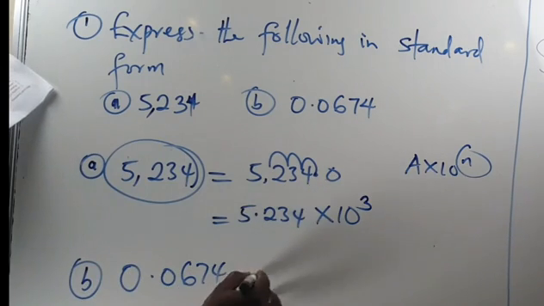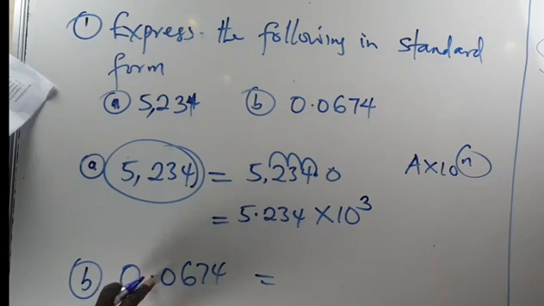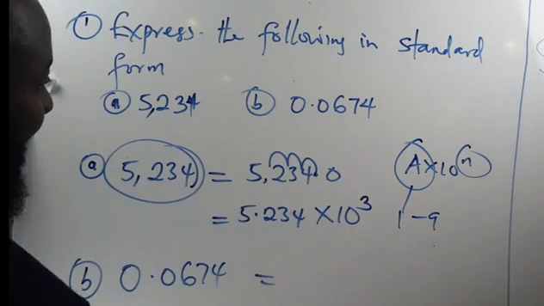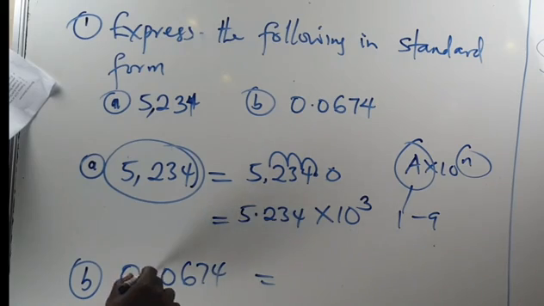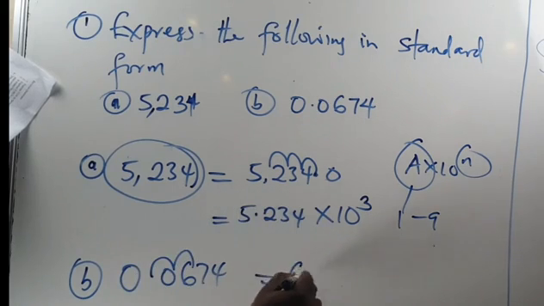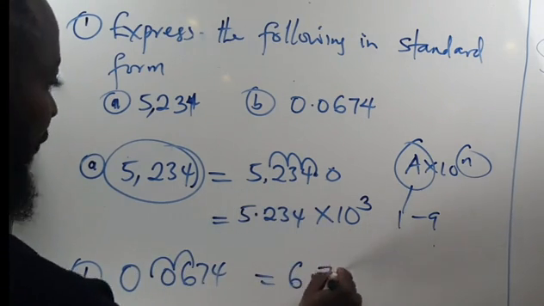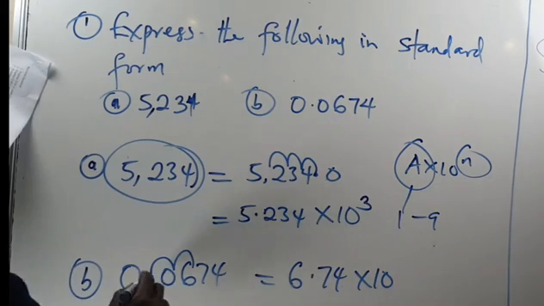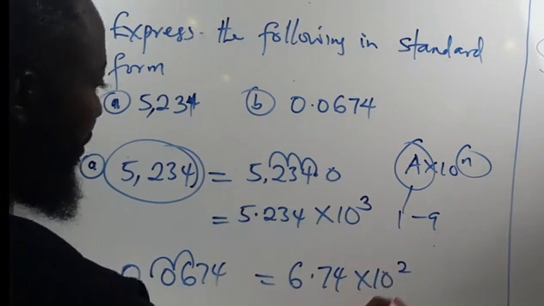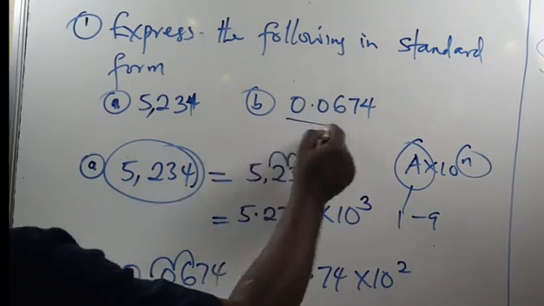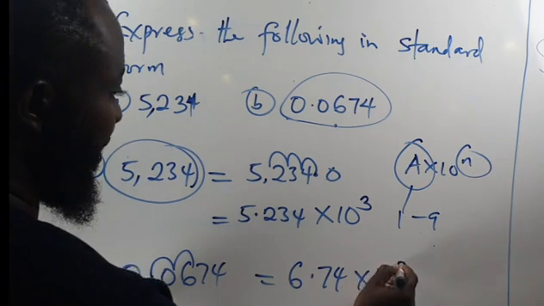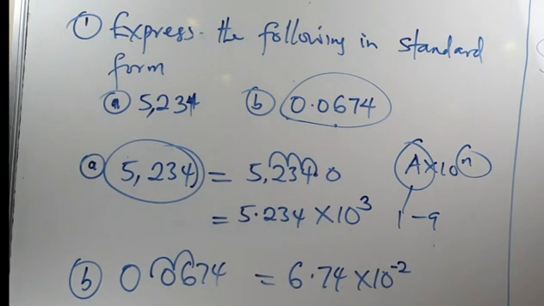For the case of 0.0674, we are moving the decimal point to the place between 6 and 7, so we have a single digit from 1 to 9 before the decimal point. So we move it 1, 2. We then have 6.74 multiplied by 10 raised to power. We moved it 2 times, but here, because this number is less than 1, this will be negative. I hope this is very clear to you.